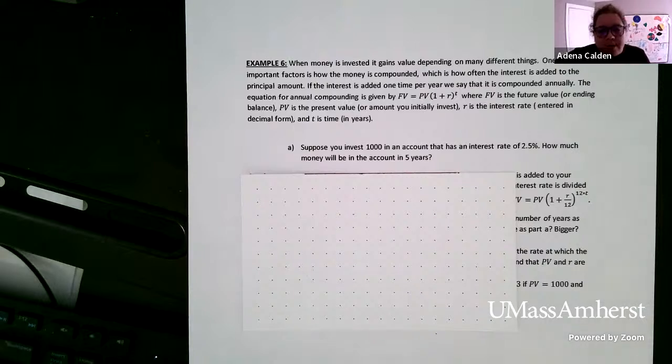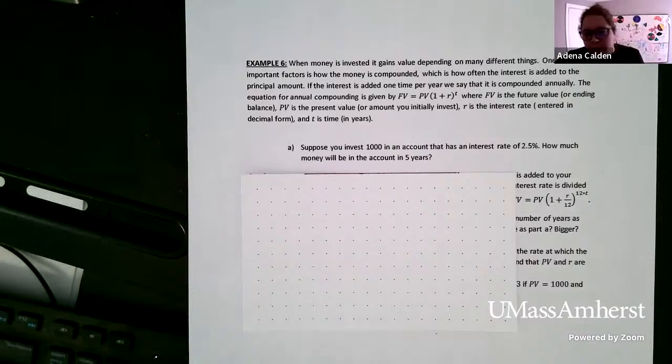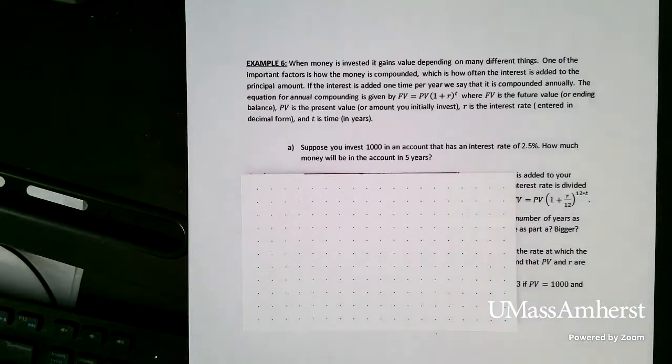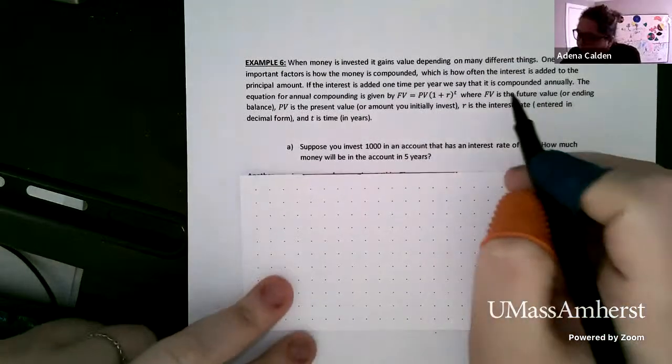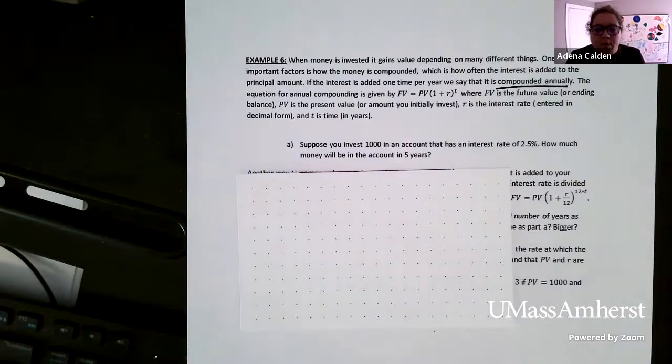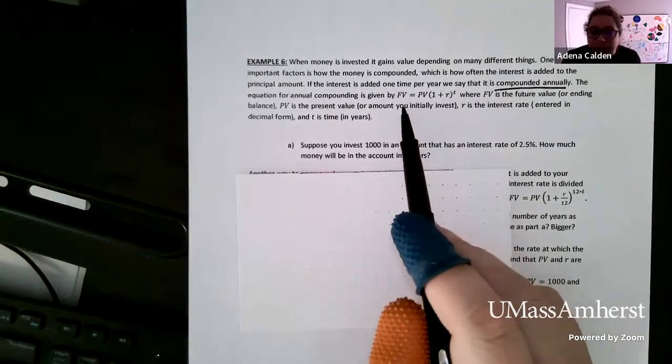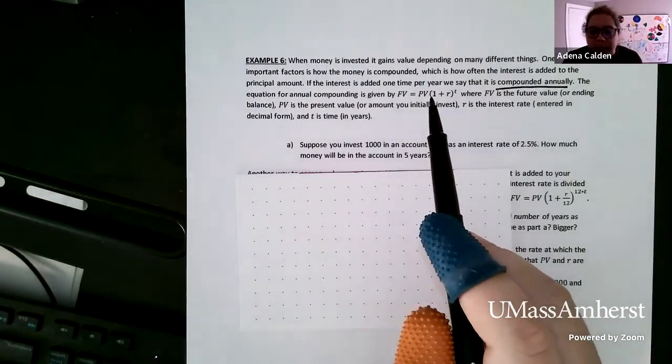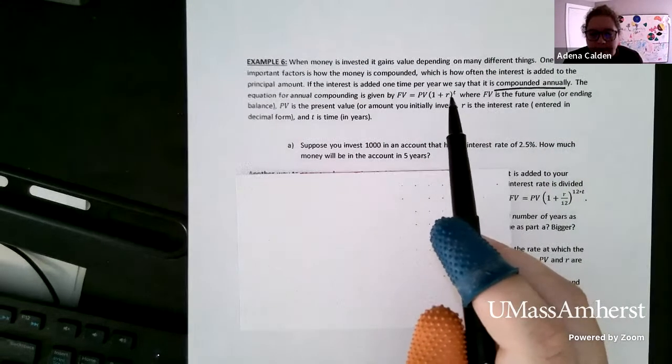So if the interest is added once per year, so one time per year, the bank or whoever goes in and says, okay, you have X amount of dollars, I'm going to multiply that by the interest rate and drop the interest into your account. Okay, that's called compounding annually. So once per year, they look at your balance and they give you interest based on how much is there. The equation that we use for annual compounding is given by FV equals PV times (1 plus R) to the T.